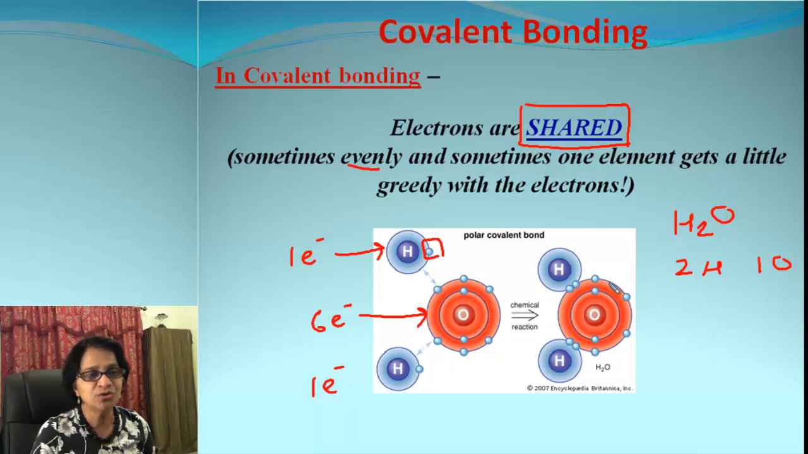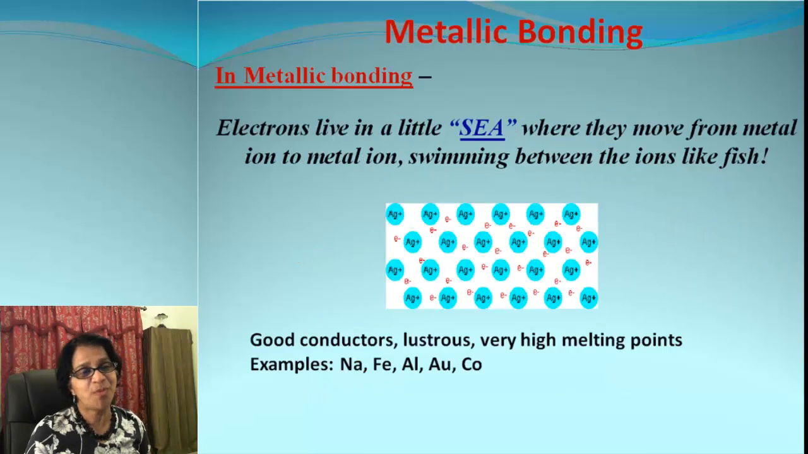They decide to share the electrons. So look at this. We have 1 shared pair between hydrogen and oxygen, and this is the second shared pair. With 2 shared pairs of electrons, we end up having a compound which is H2O, and it is a covalent compound.